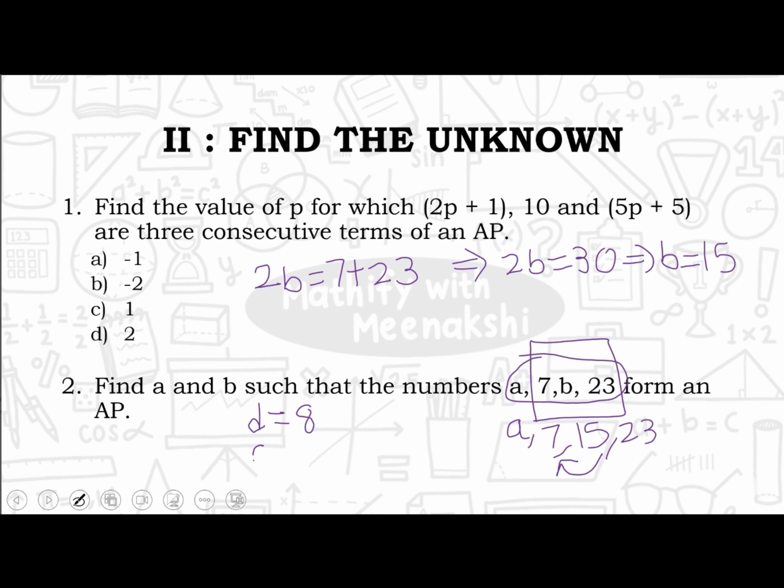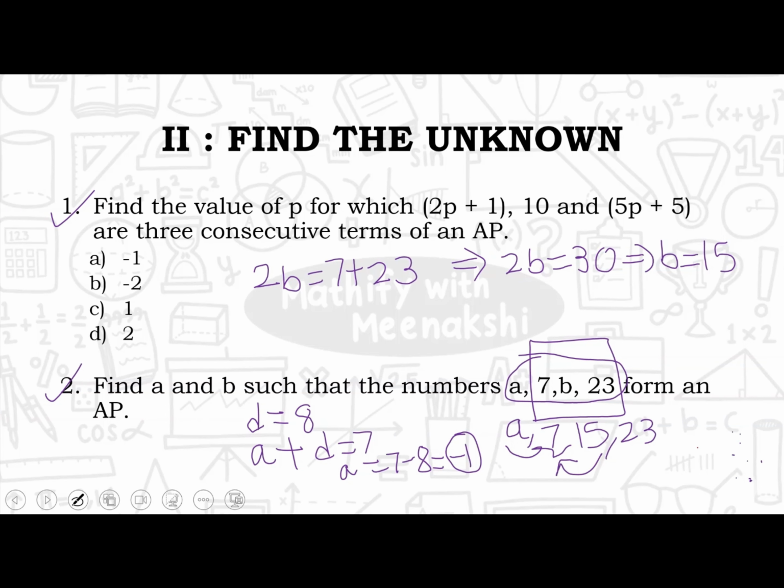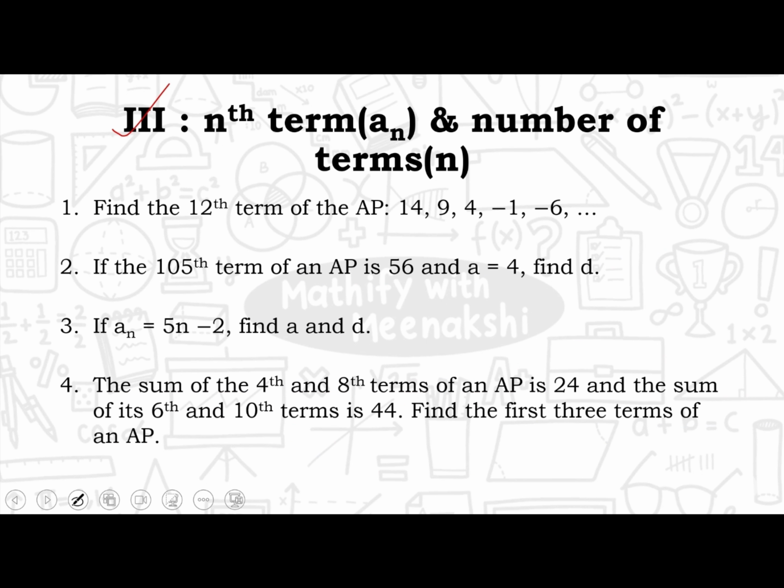To find A, you know this thing that A plus D is equal to 7. When we add D, we'll get the second term. So what will be your A then? That is 7 minus 8, and that is minus 1. So A is minus 1 and B is 15. Now let's move to third topic. Third topic, nth term and number of terms.